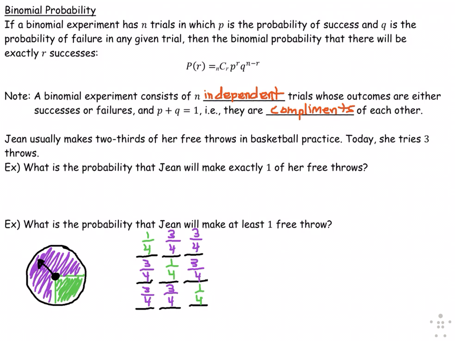So I could get green on the first try, which has a 1 in 4 chance, and then purple on the other 2. Or I could get that success of landing on a green on the second trial of the 3, or on the third spin of that trial.